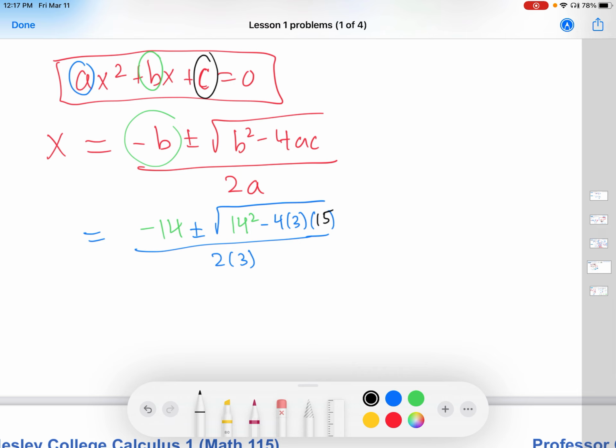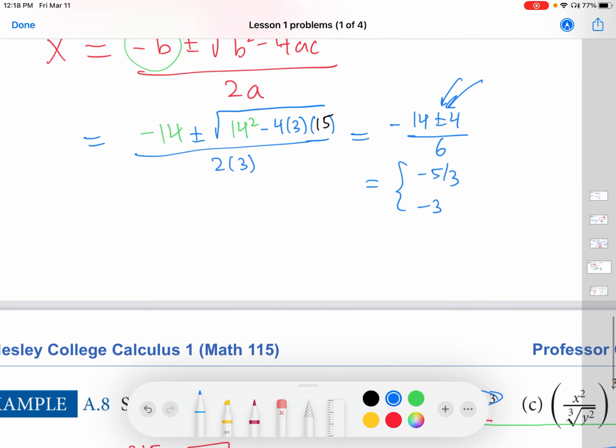Okay, so at this point I have written out my expression that I'm going to calculate, and I would just save you the time. At this point, this is arithmetic. So you end up getting minus 14 plus or minus 4, all of that divided by 6, which yields two solutions. Negative 5/3 if we take the positive here, and also negative 3 if we take the negative here. So therefore, this little triangle is mathematician shorthand for therefore, gives us x equals minus 5/3 and x equals negative 3.